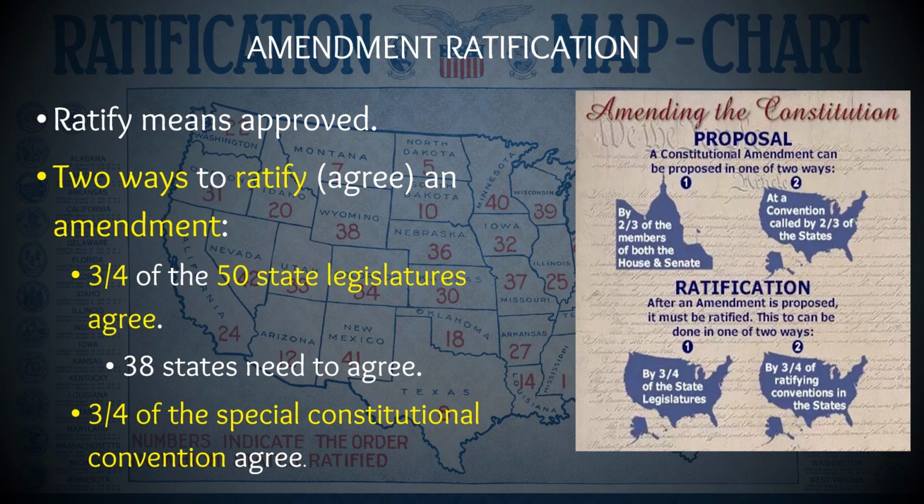And this way specifically is the most common way compared to the second way, which is 3/4 of special constitutional conventions agreeing. So 3/4 of the states, 38 states, need to agree to that change to the Constitution. And that is done through voting in all 50 state legislatures.